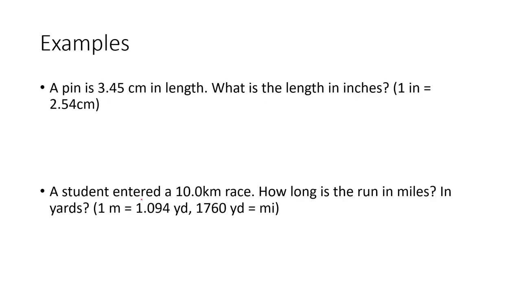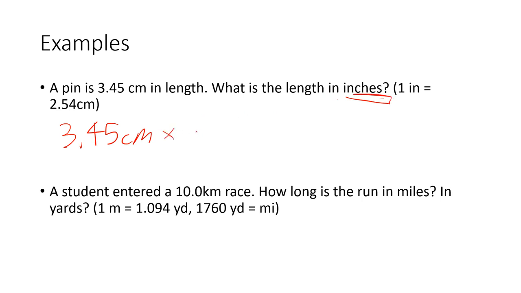Now, the best way to explain how we perform dimensional analysis is to perform some examples. A pin is 3.45 centimeters. The first step is you write down the number that you have and the unit that you have, and you want to find the length in inches. Okay, you've identified that you want to go for inches, and they told you that 1 inch is 2.54 centimeters. How do you go about turning centimeters to inches?